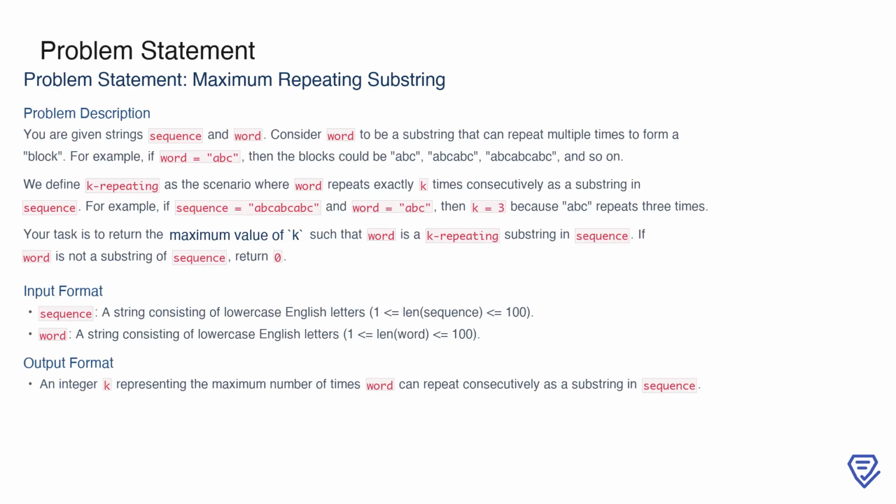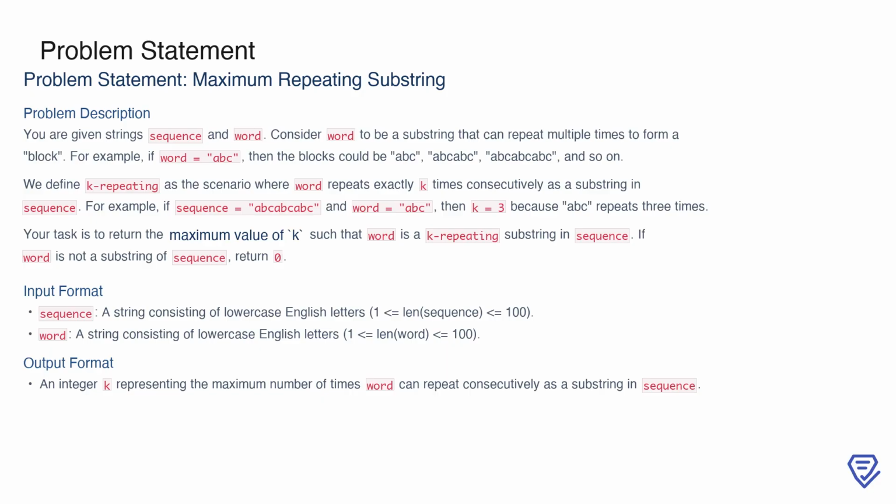In this problem, you are given two strings, sequence and word. The task is to determine how many times the string word can repeat consecutively within sequence. To understand this, let's consider word as a block that can repeat multiple times. For example, if word is ABC, the blocks it can form include ABC, ABCABC, ABCABCABC, and so on. We define the term k-repeating to describe how many times word repeats consecutively. If word repeats exactly 3 times in a row within sequence, we say it's 3-repeating.